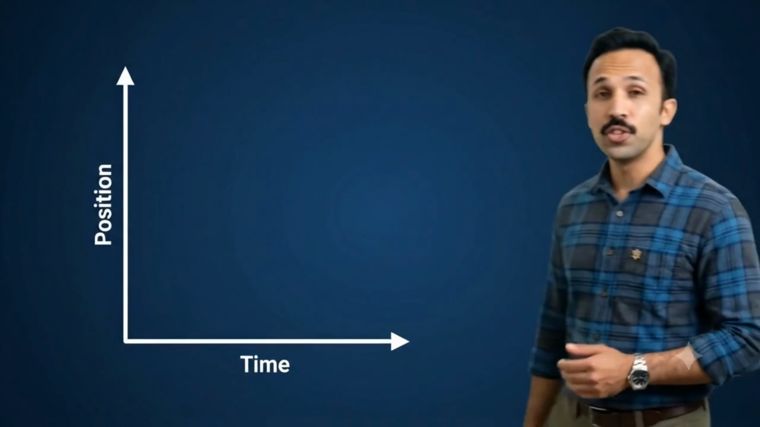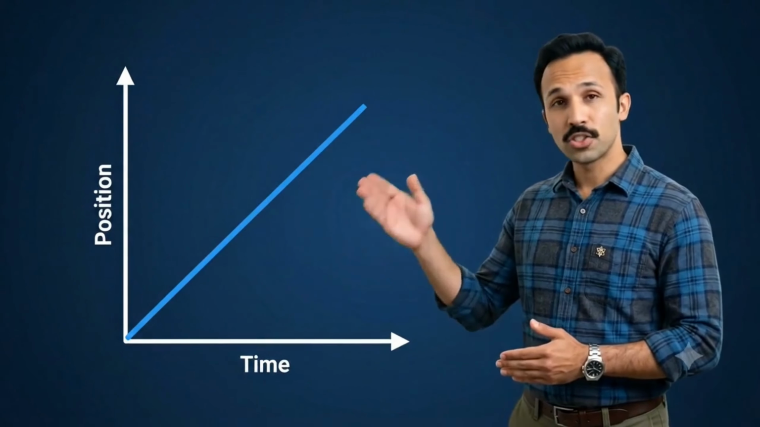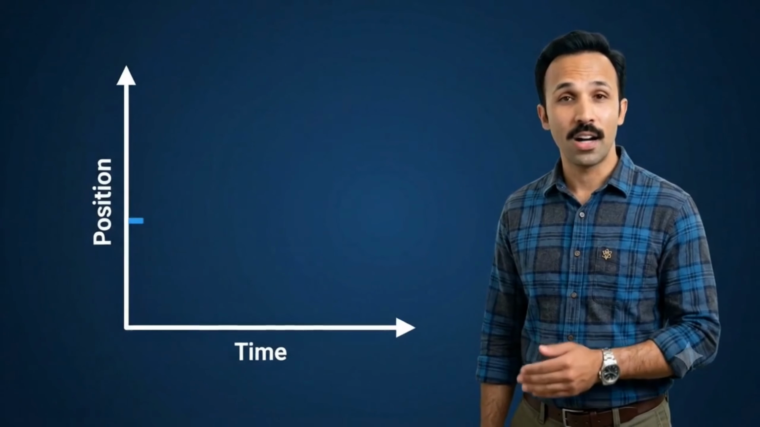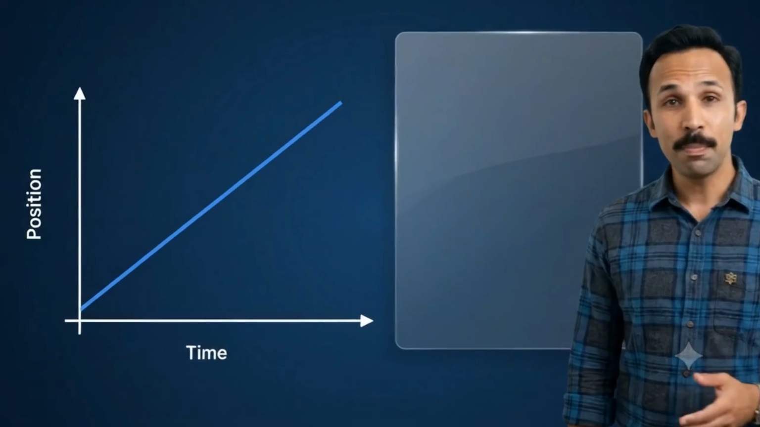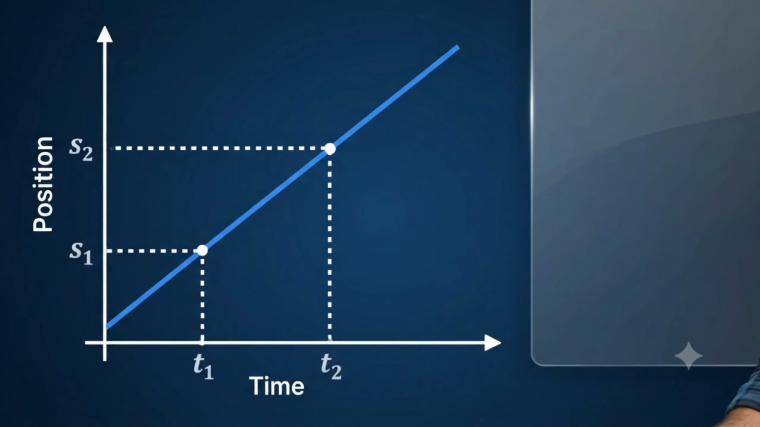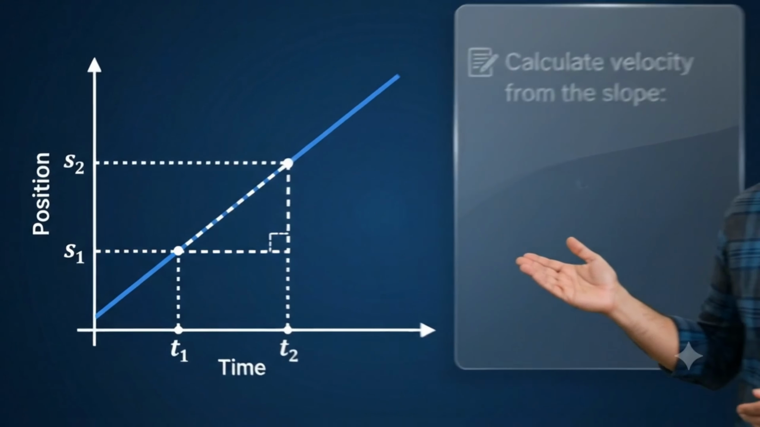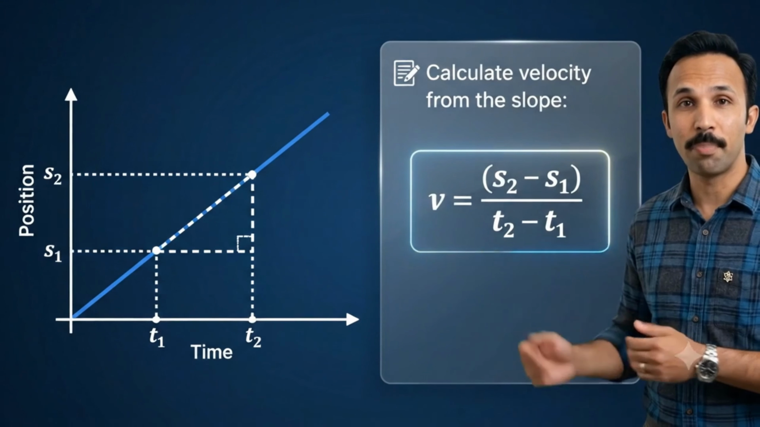Position time graphs visually map motion. A straight, sloped line indicates an object moving at a constant velocity, while a flat horizontal line means it is at rest. The steepness, or slope, of this line determines how fast the object moves. We calculate this velocity by dividing the change in position by time.